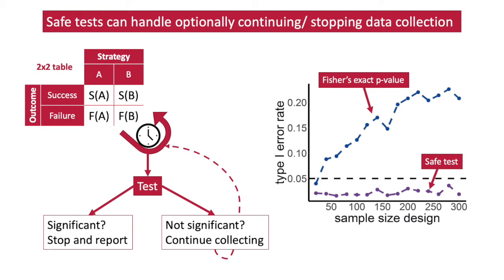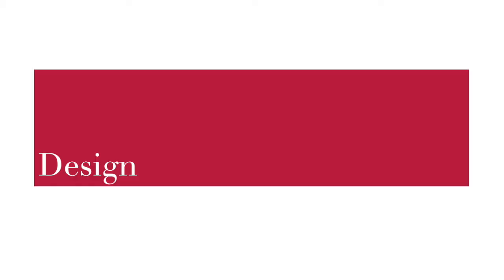And as you can see on the right-hand side, when we do this with the safe tests, the probability of wrongly concluding that A and B are different remains bounded. However, when we try to do this with the p-value test, you see that the probability of wrongly concluding this keeps increasing as we collect more data points over time.